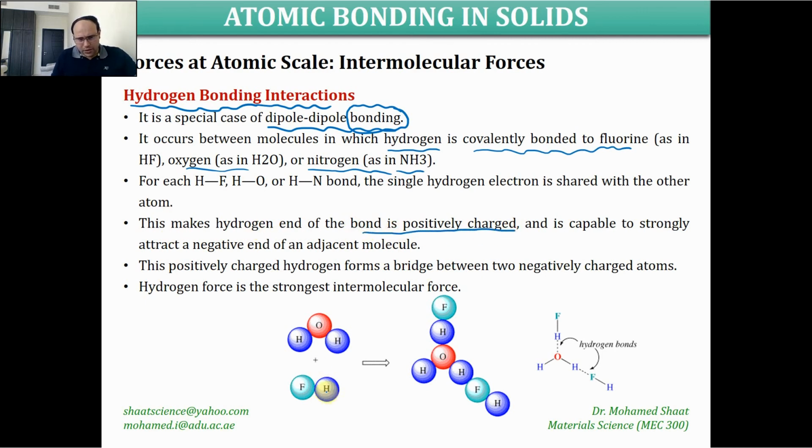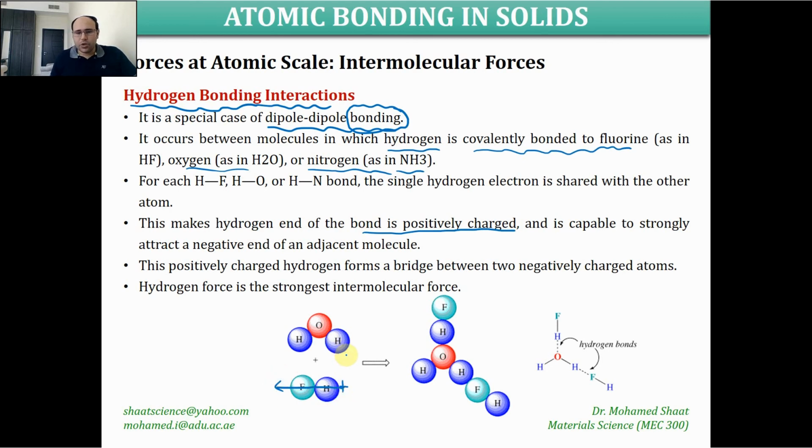So for example, like HF. We do have one electron that will be shared with the fluorine atom. So this is going to give this side more positive than the other side. So this will generate a permanent dipole there, where this side will be positive and the other side will be negative. So this should be the direction of the dipole moment.